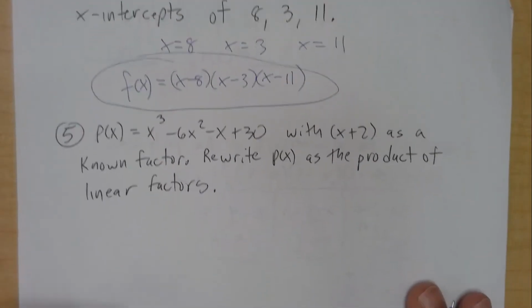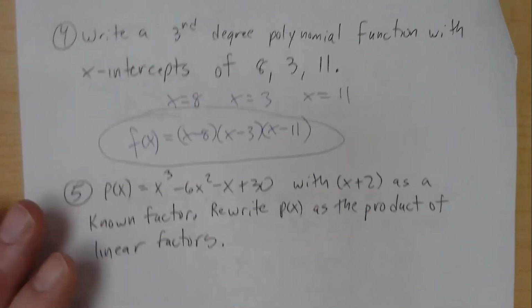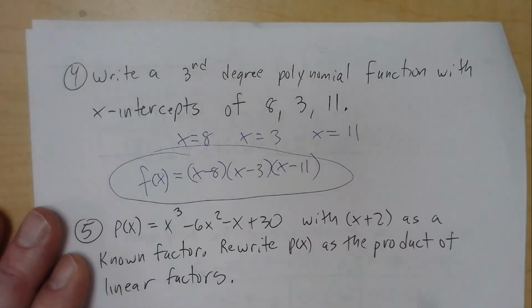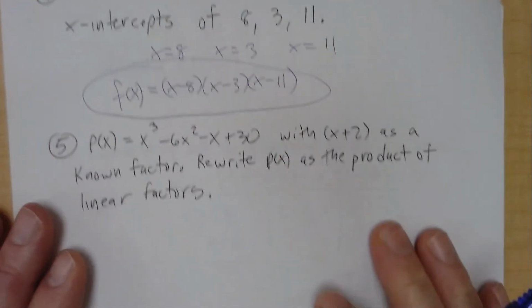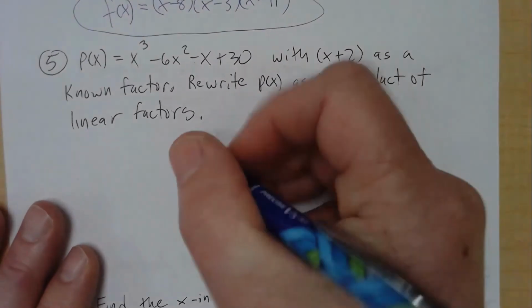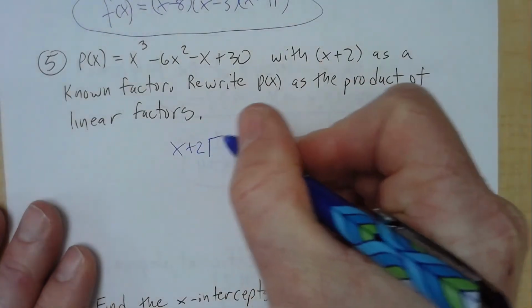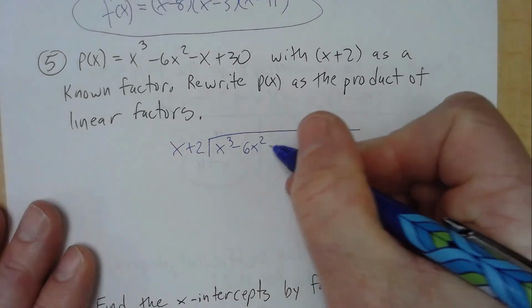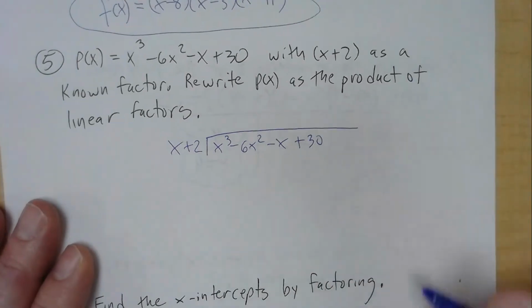Now, number 5, we're going to do our polynomial division. We're going to basically take this in standard form, and we're going to break it up into factored form. And I tell you one of the factors. So we're going to go ahead and divide first here. So we get x plus 2, and we get x cubed minus 6x squared minus x plus 30.